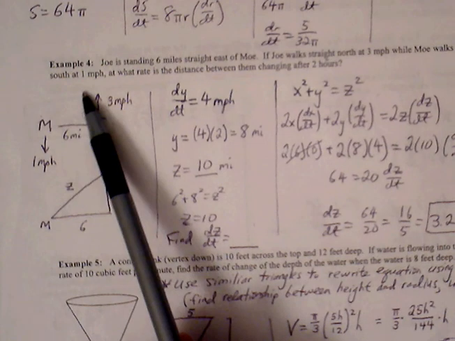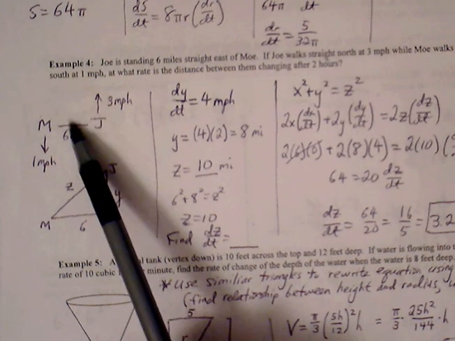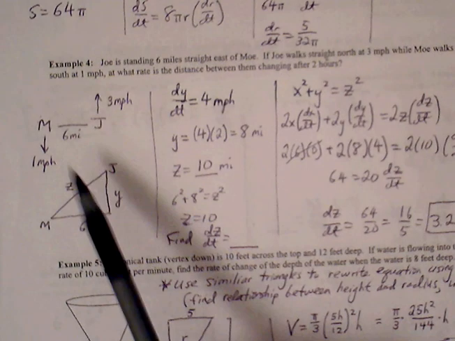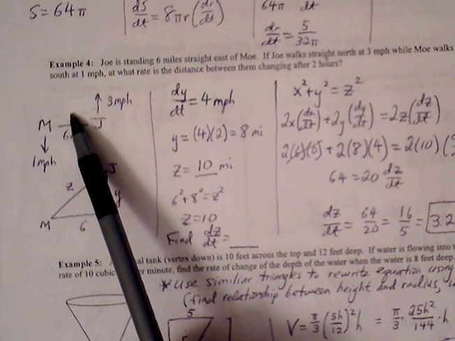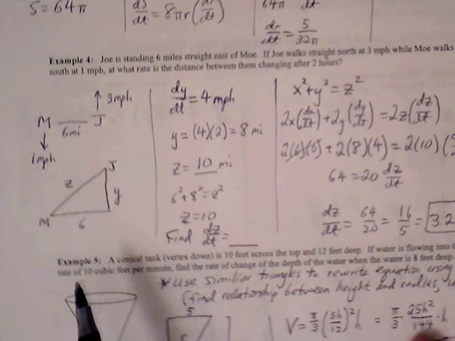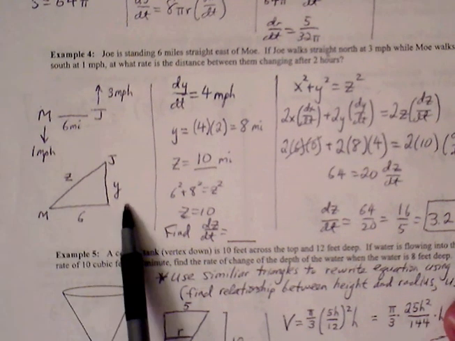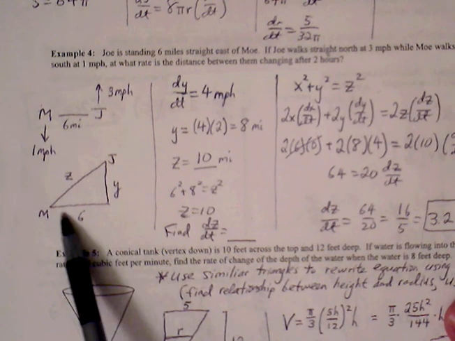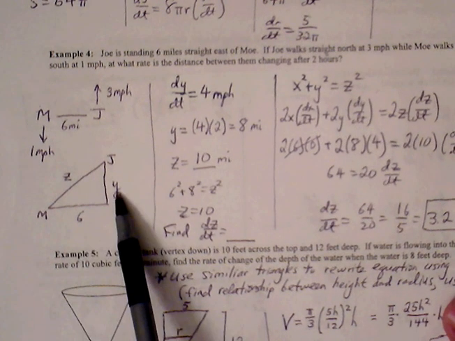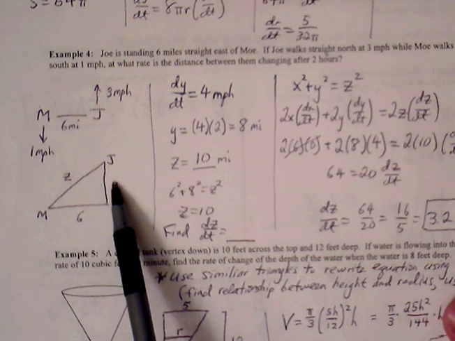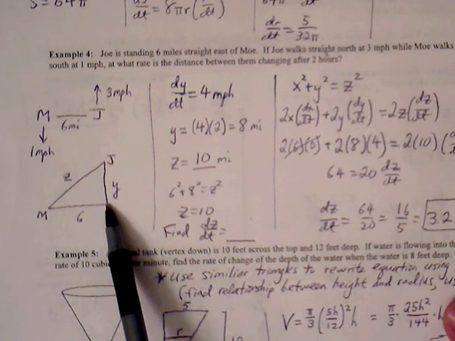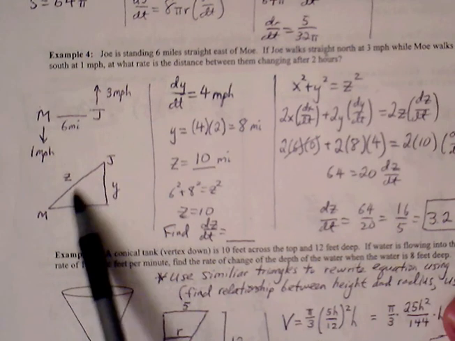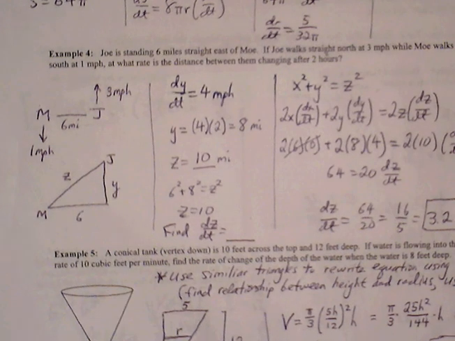That way we can have a right triangle, and with the right triangle we can relate the variables a lot better, because we'll have a better shape than this starting diagram. Okay, so let's say Mo is standing in place, Joe is moving up ahead, and the 6 is staying constant. So 6 is the x, y is the vertical distance from a point to Joe, and then z will be the hypotenuse, the distance between Joe and Mo.